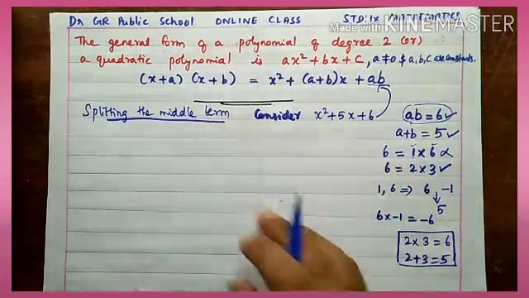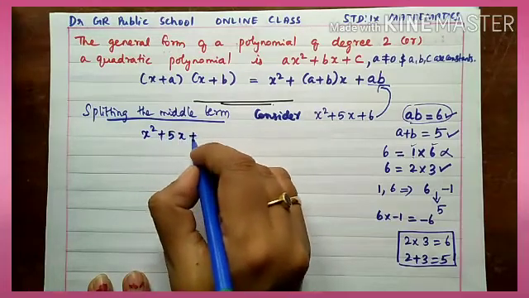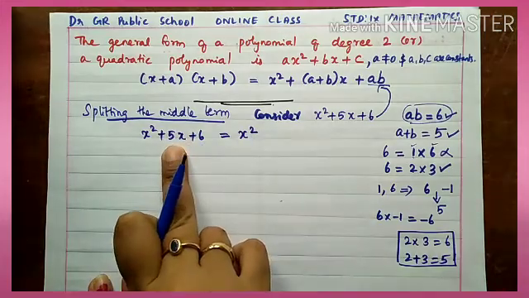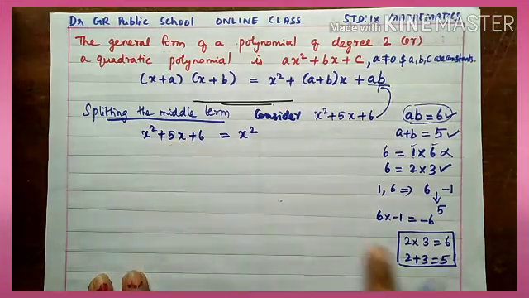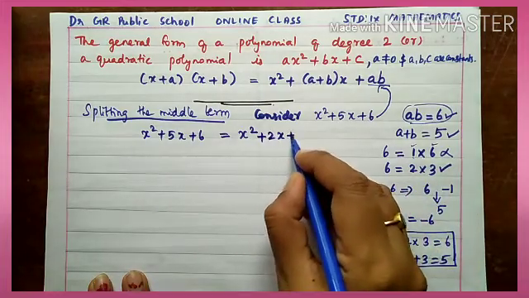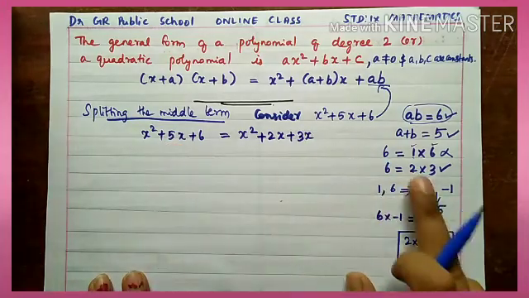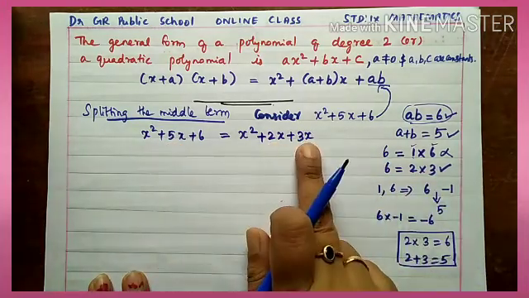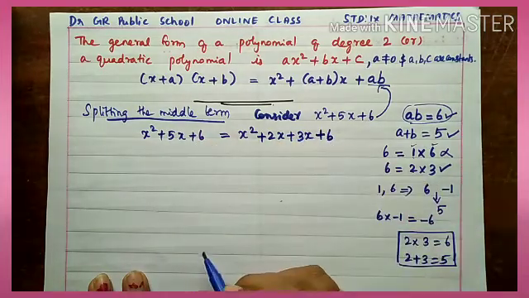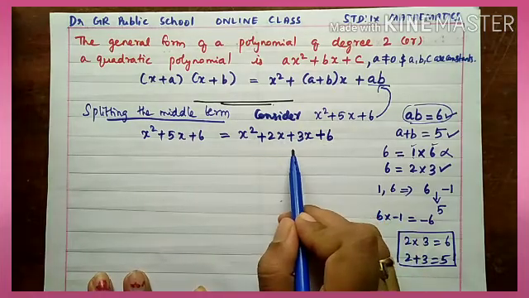So our polynomial is x square plus 5x plus 6, that is equal to x square, and the middle term 5x I am splitting in terms of these two factors. So 2x plus 3x. Okay, I split 5x using these two numbers, 2x plus 3x, and no change in the constant term plus 6. So this is the first step we are doing in splitting the middle term.